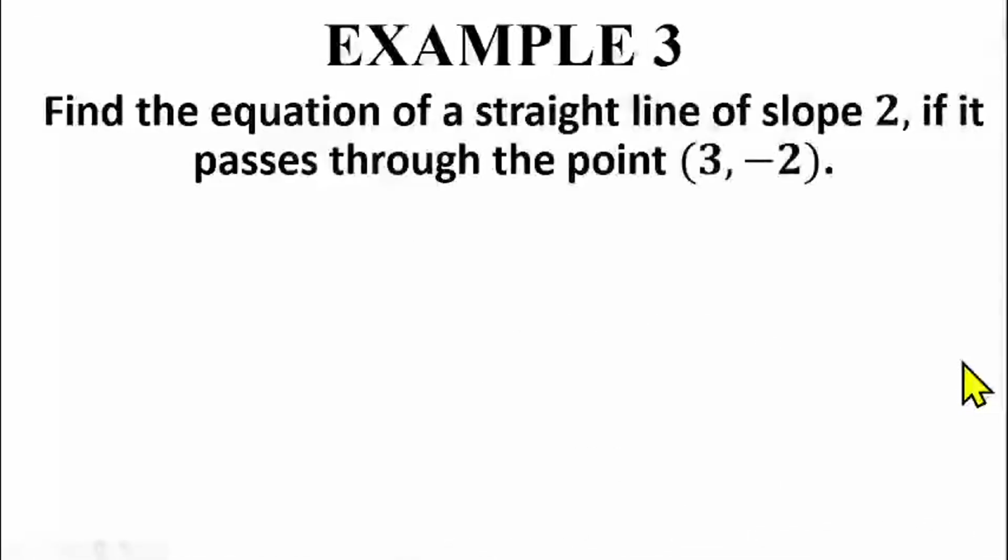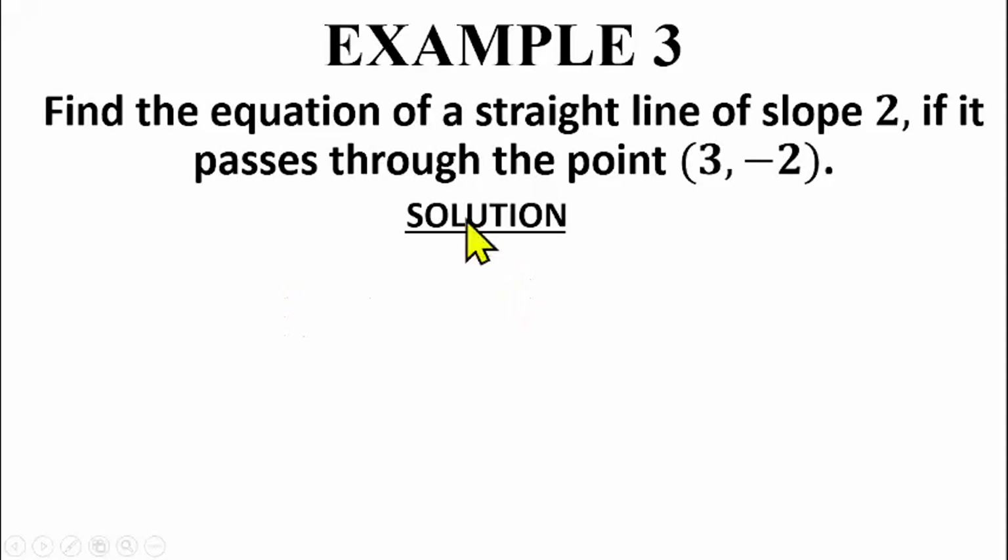So let's see another way of finding the equation of a straight line. In this case, we are asked to find the equation of a straight line of slope 2 if it passes through the point 3, minus 2. Look at this question and compare with the one we just solved. We are given the gradient to be 2, and we are told that the straight line passes through this coordinate 3, minus 2. So in this case, we are given the gradient, but we are not given the y-intercept. Rather, we are given a coordinate that the straight line passes through. Yet they want us to find the equation of the straight line, because it is very much possible.